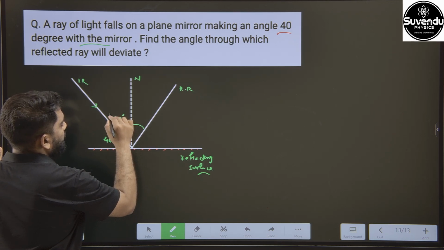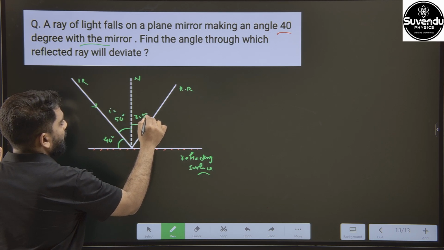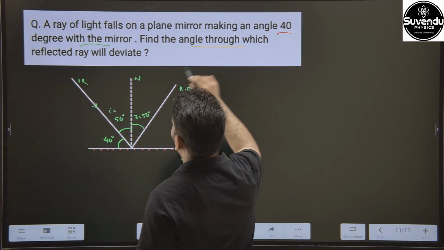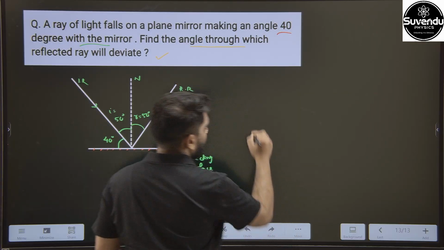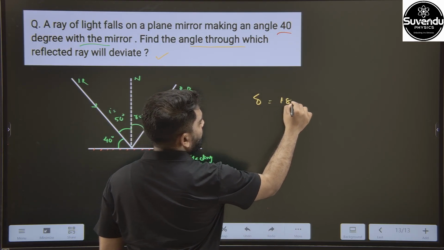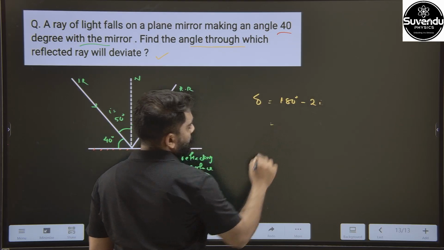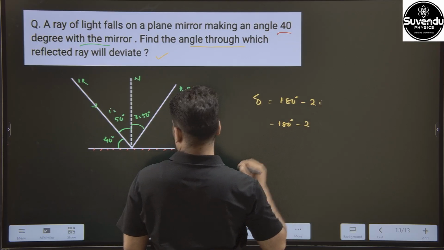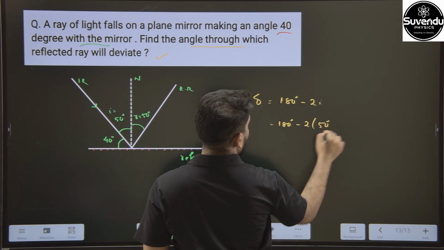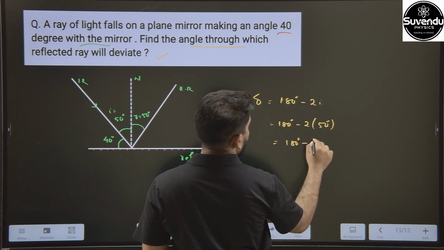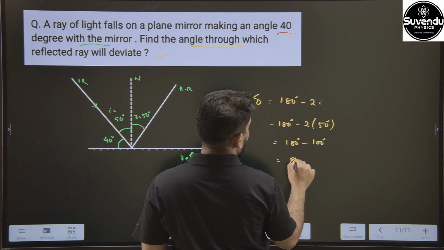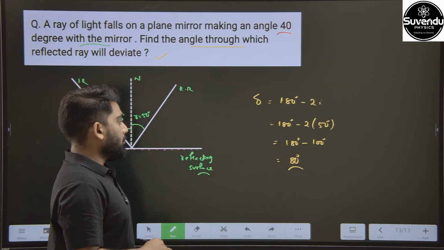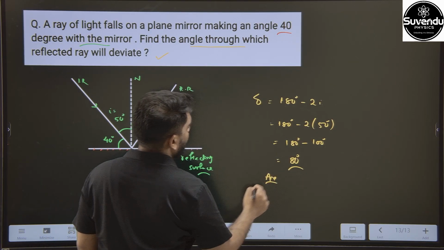So what will angle R be? This is angle I, so angle R will also be 50 degree. Now we can find the answer. Find the angle through which the reflected ray will deviate. That means what is it asking? Angle of deviation. The formula is 180 degree minus 2i. Do you remember it from the previous class? So 180 degree minus 2 into the value of I, 50. That means 180 degree minus 100 degree. The answer is 80 degree. Yes. So if you use 40 degree instead of I, you will get a wrong answer. So this is the final answer as per this question.